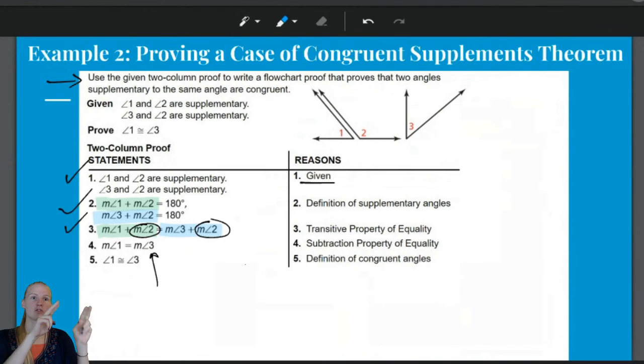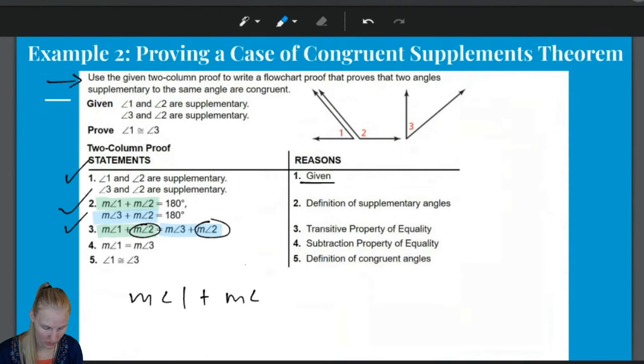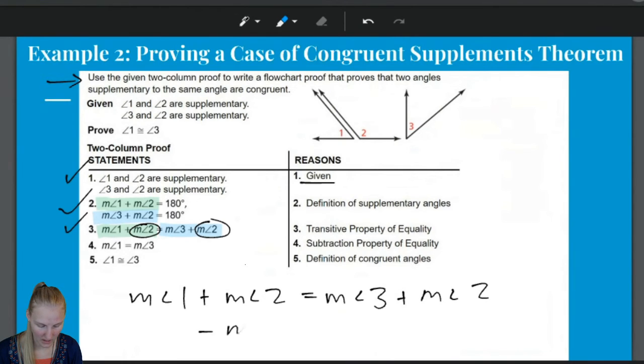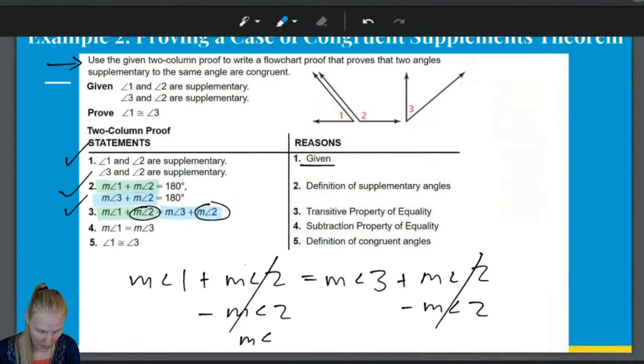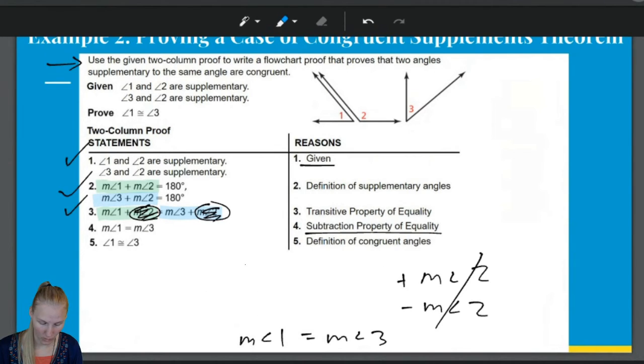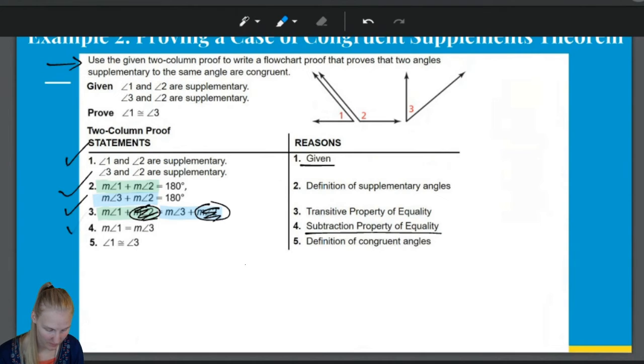Oh! Well, we can subtract them from both sides. If I take measure of angle 1 plus the measure of angle 2 equals the measure of angle 3 plus the measure of angle 2, and subtract the measure of angle 2 from both sides of the equation, it gets rid of it over here and it gets rid of it over there. And now I just have measure of angle 1 equals the measure of angle 3. So this is the subtraction property of equality. I can just get rid of these measures of angle 2 by subtracting them from both sides. Yeah, okay. 100%. That makes sense to me.